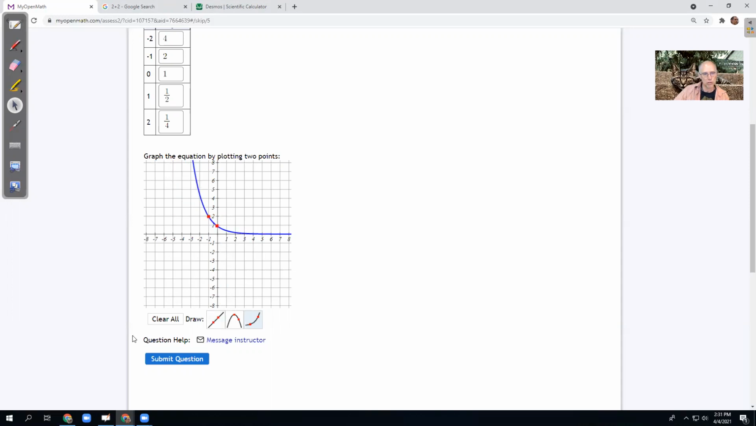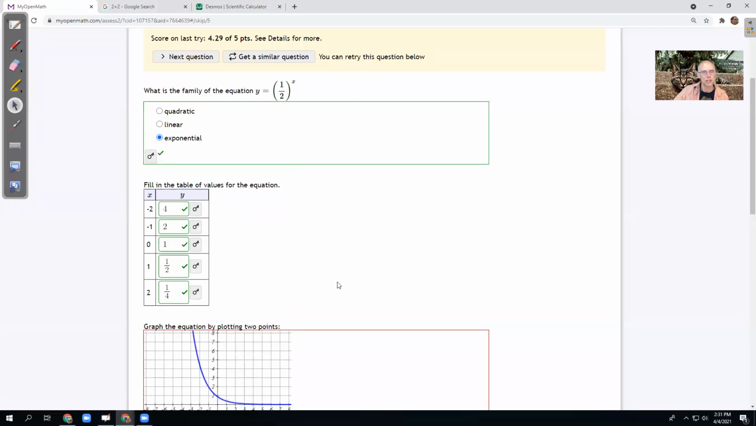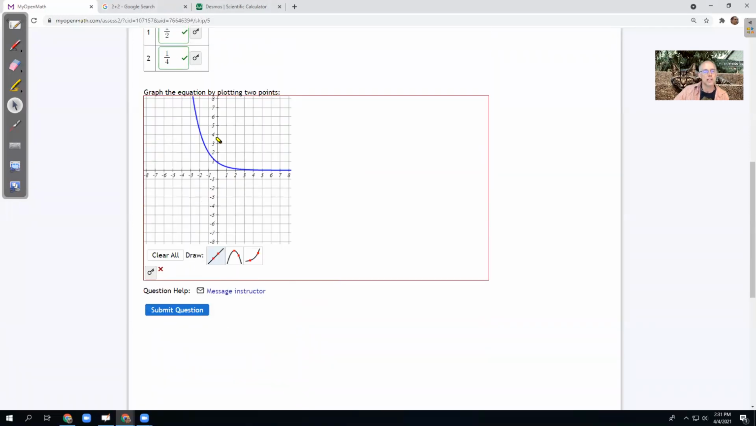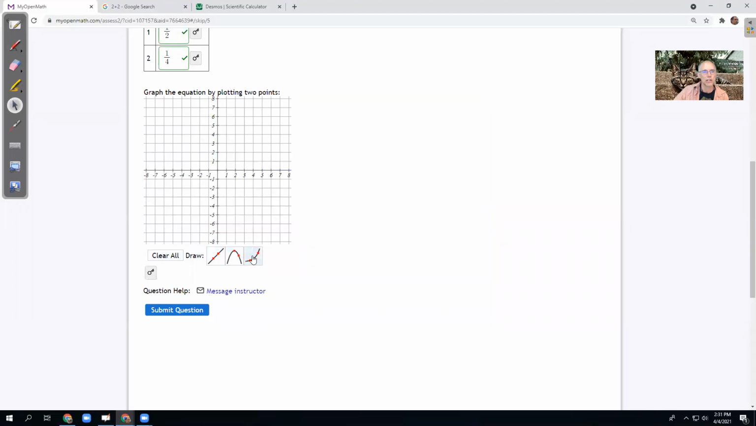So if my points are close enough, then when I submit it, I should get a green light. And it didn't think my points are close enough. So try that one again. Quadratic. So I'm trying for 0, 1. That looks a little better. Maybe I'll try for the -2, 4 this time. Do your best to put it in the right spot.